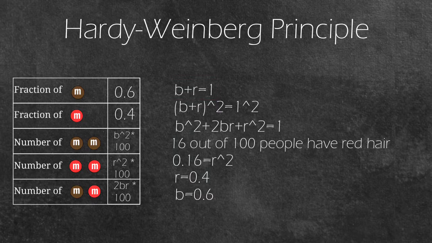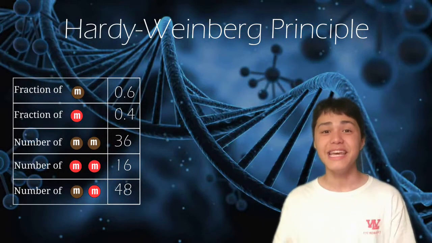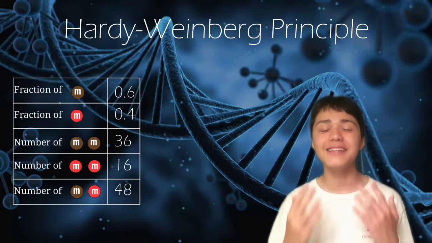Now, we can figure out that the number of people with two brown M&Ms is 100 times B squared, which is 36. The number of people with two red M&Ms is 100 times R squared, which is 16. And finally, the number of people with one brown and one red M&M is 2BR times 100, which is 48. We did it! Each of these checkboxes is finally filled.